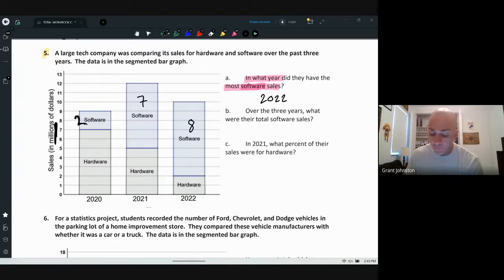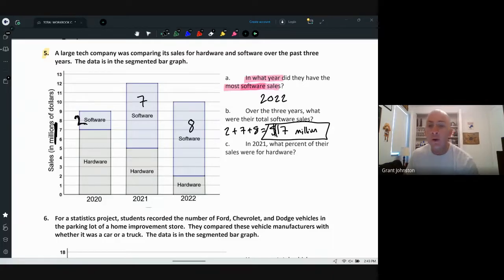And it says over the 3 years, what were their total software sales? Well, I already did all the counting for us there. So we got 2 for 2020, 7 for 2021, and 8. So that would be 9 plus, so 17. 17 million, right? Because if you read the axis, it's in millions of dollars.